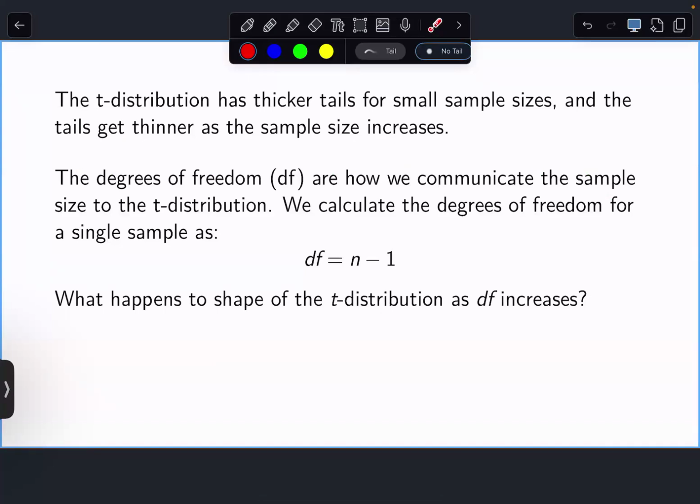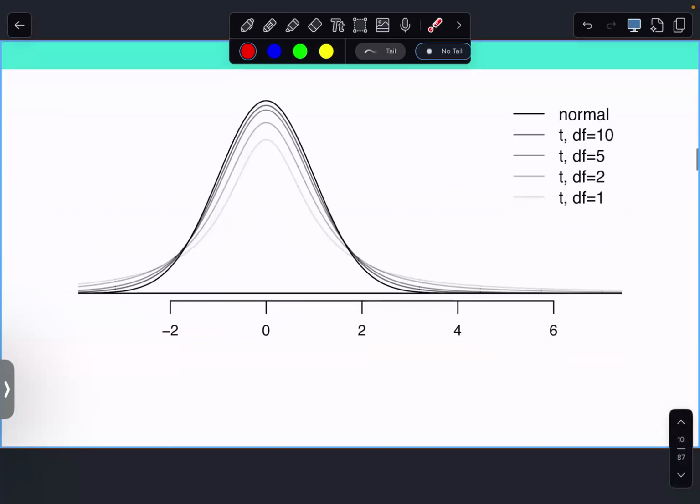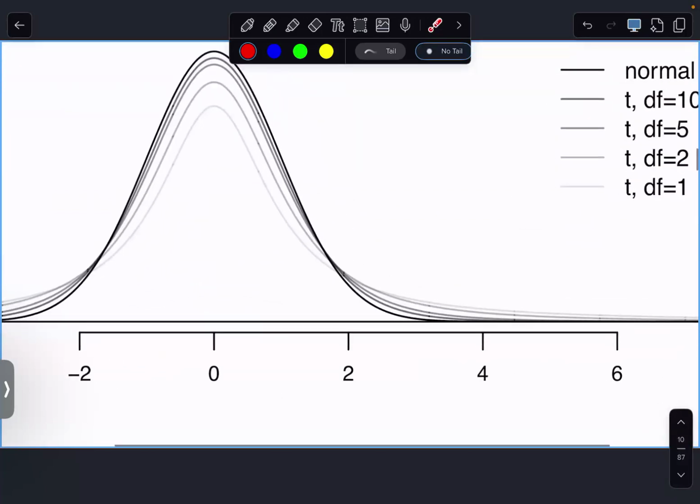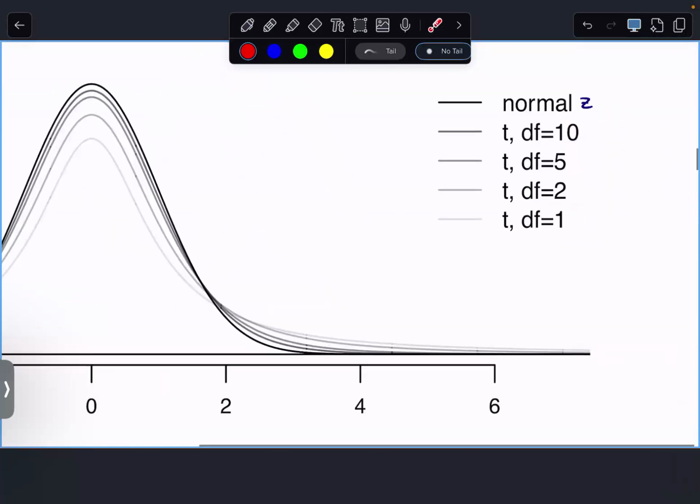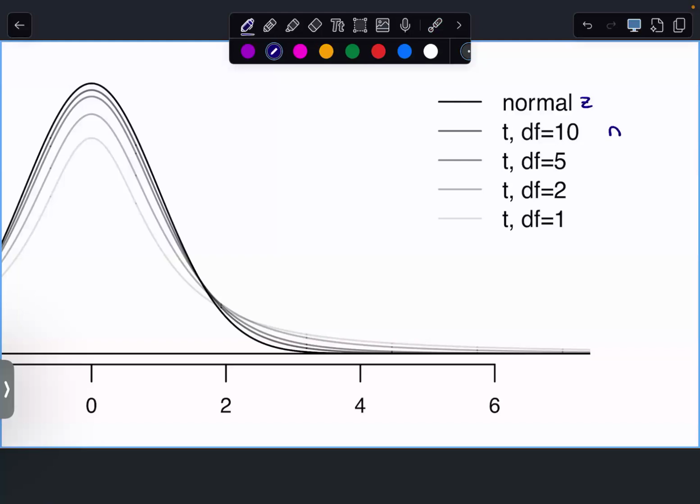So the degrees of freedom is how we're going to communicate what will be the shape of the t distribution. And so as your degrees of freedom increase, the solid line, this top line, is the normal distribution, which is our z. And then as the lines fade, our degrees of freedom are decreasing, which means that if I have 10 degrees of freedom, then n must be what? 11, right? N minus 1 is the degrees of freedom.